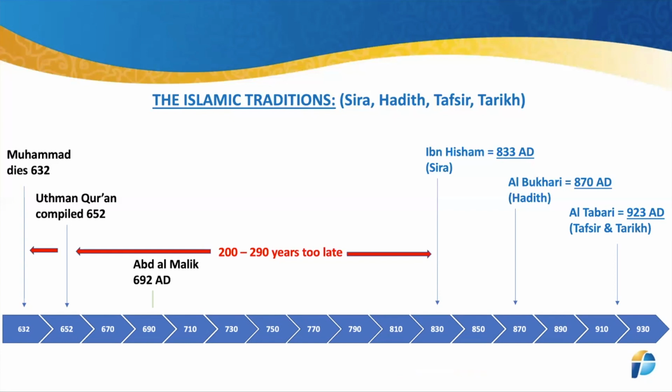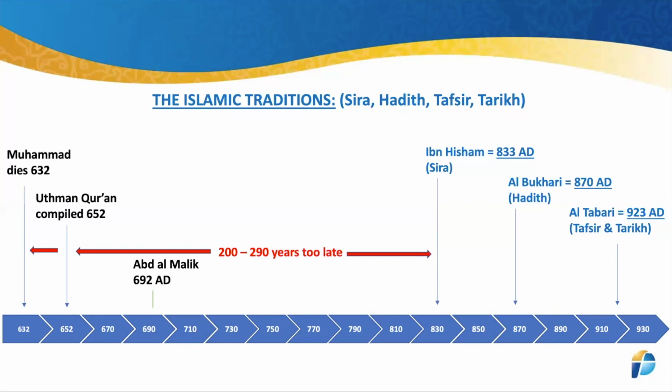Now, I'm just going to put up good old Abdul Malik's date again, just to remind you. Notice all of these traditions, the Sirah, the Hadith, the Tafsir, and the Tarikh, all come long after Abdul Malik. Abdul Malik is the one that we're looking at as the one that started this whole thing, and you can then understand why we're putting his name up there, 692. This all comes after 692.